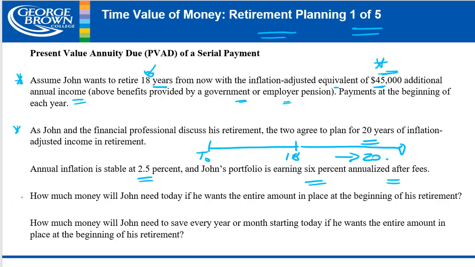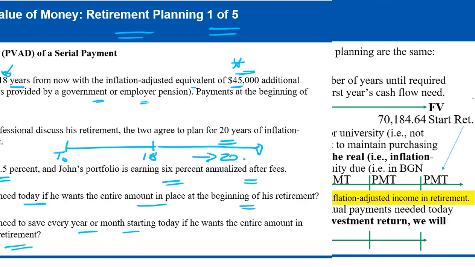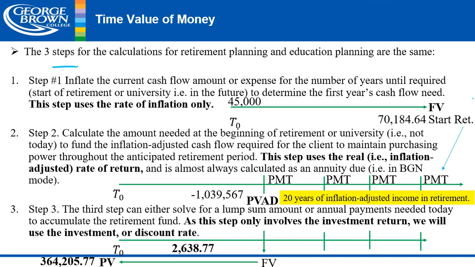So the example that we're going to go through here is: number 1, how much money will John need today if he wants the entire amount in place at the beginning of his retirement, and number 2, how much money will John need to save every year or month starting today if he wants the entire amount in place at the beginning of his retirement. Okay, the 3 steps for the calculations for retirement planning and education planning are the same.